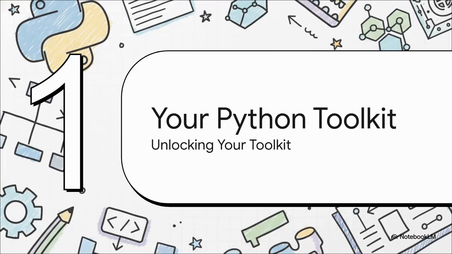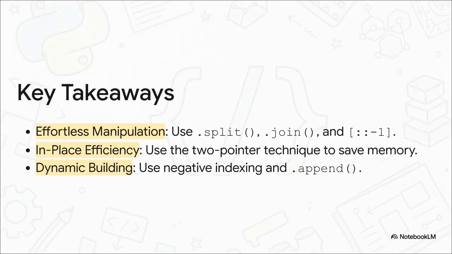So, there we have it. We've just unpacked 3 really clever solutions. But actually, we've done more than that. We've just added 3 powerful new tools to your personal Python toolkit. Let's do a quick recap. For effortless text and list manipulation, you've got split, join, and that awesome slice one slice. For memory efficiency, you now have the 2-pointer technique in your back pocket. And for building data structures dynamically, you know how to use negative indexing and .append together.